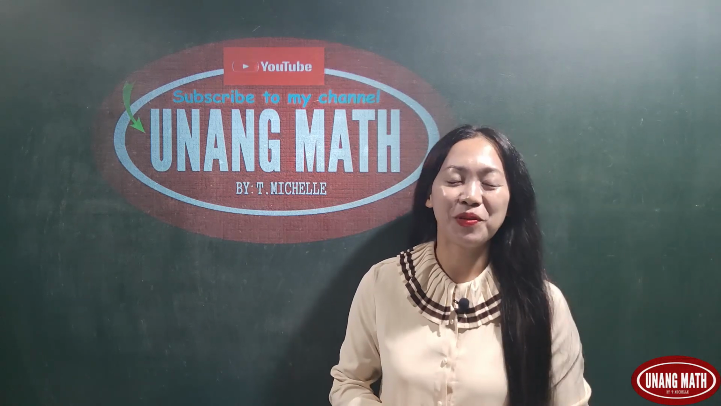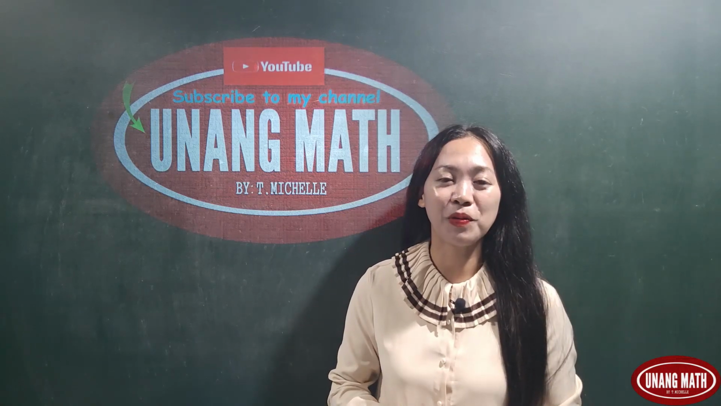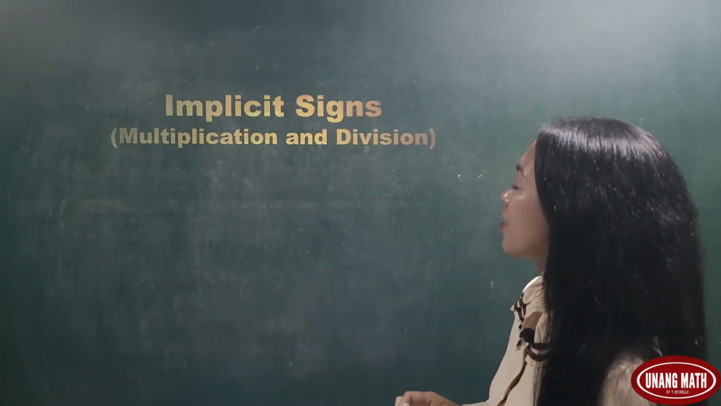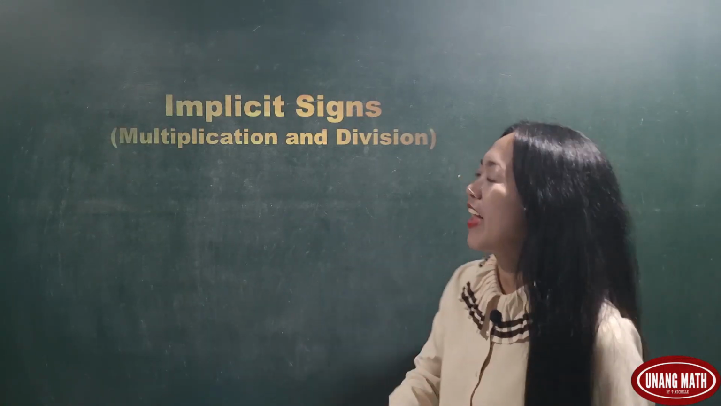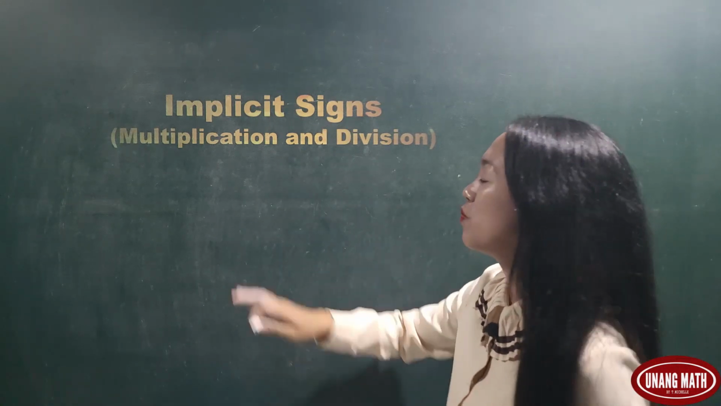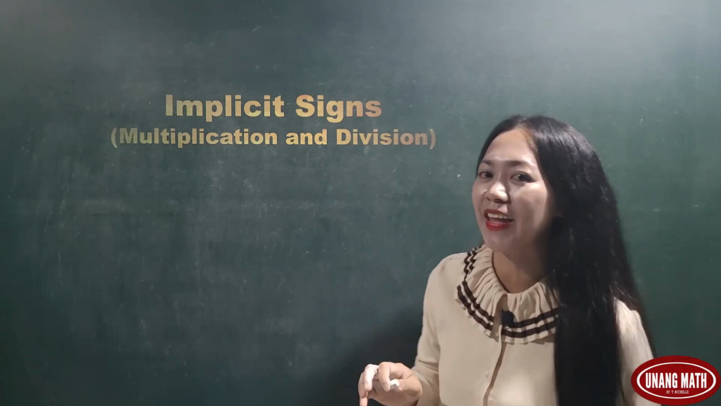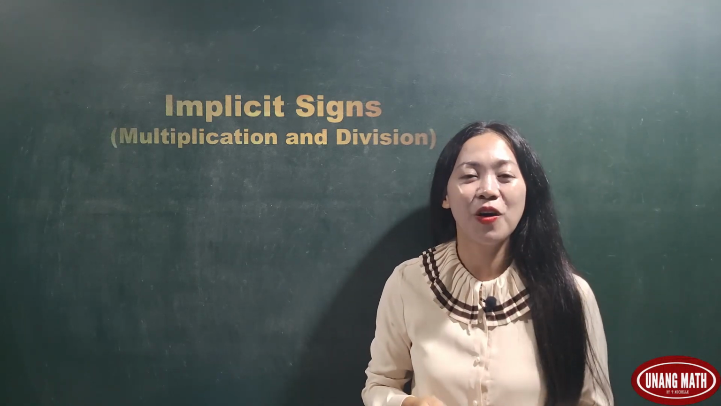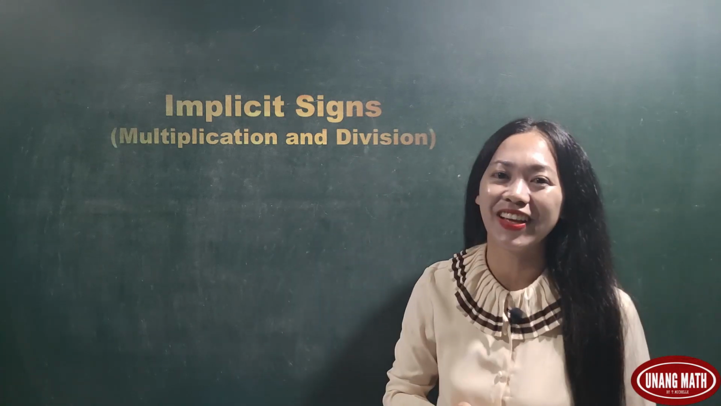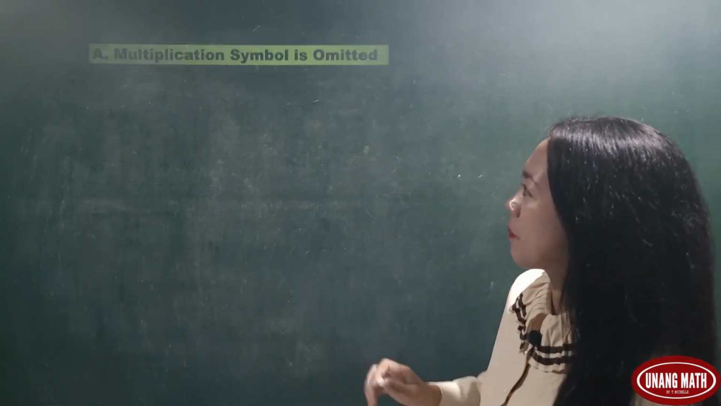This is episode 59 and for this episode, our lesson is about implicit signs for multiplication and division. When we say implicit signs, even if we remove the multiplication and division sign, we can still understand that it is multiplication or division. Okay, let's start with multiplication.